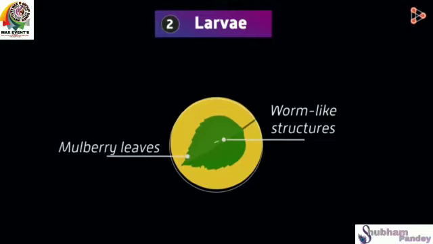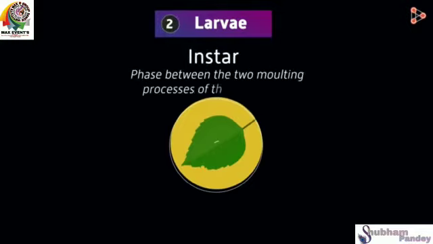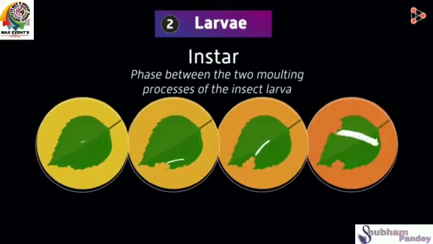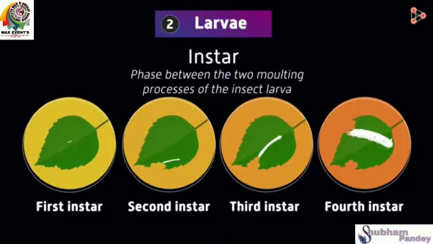So the growth is gradual. The growth stages of these larvae are also known by a scientific name. The stages are called instars. In literal terms, an instar means the phase between two molting processes of an insect larva. So in this case, we can say the larvae grow into 1st instar, 2nd instar, 3rd instar, and so on, until they have fed enough. Then the larva enters the next stage.